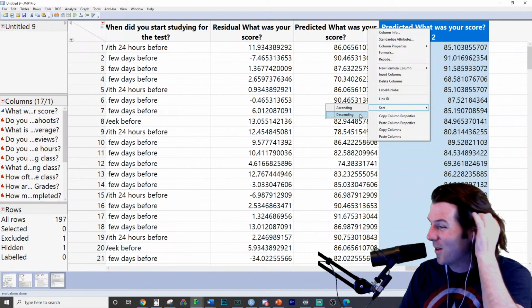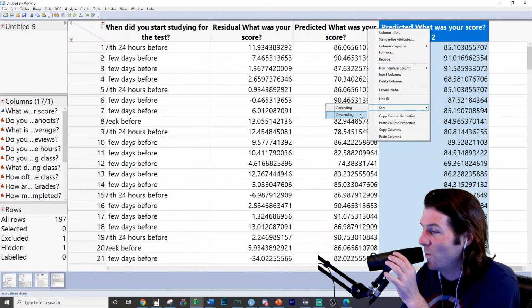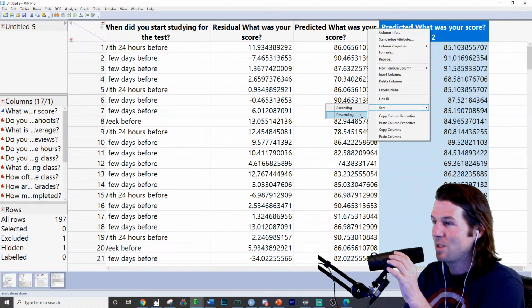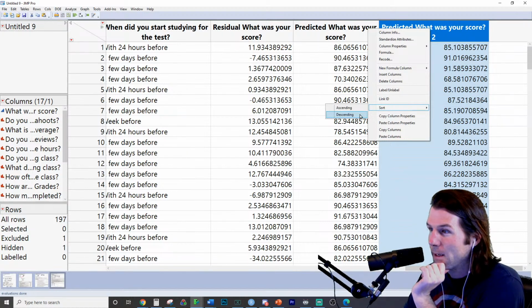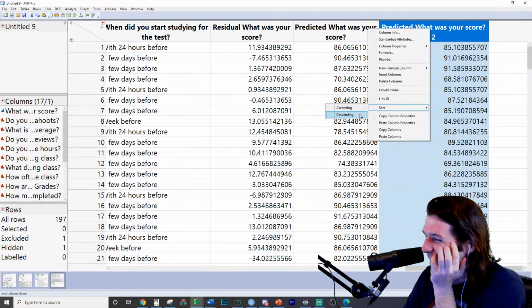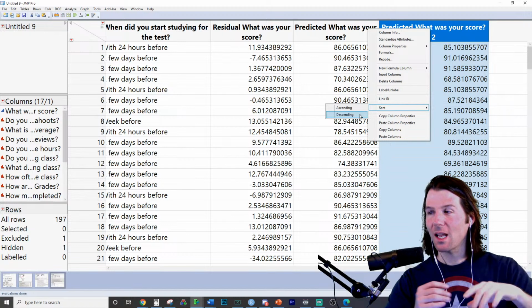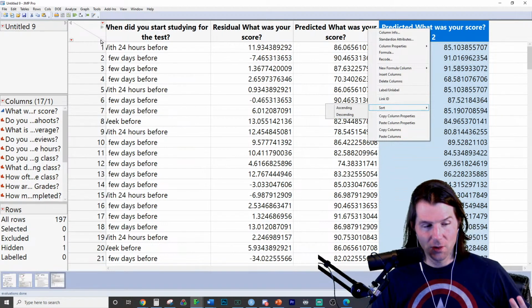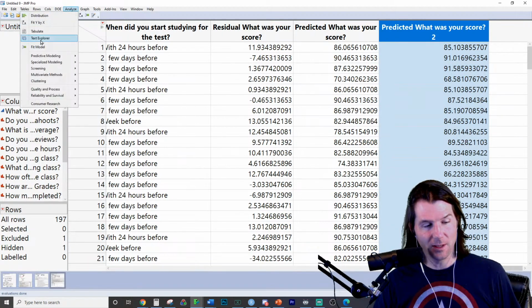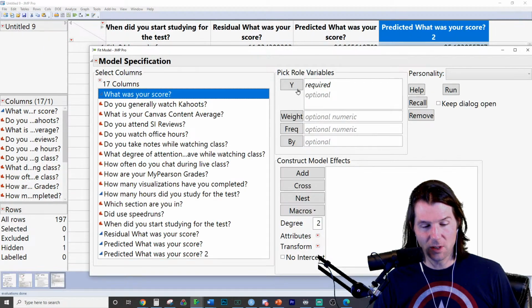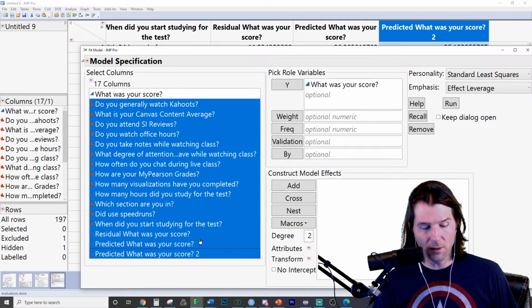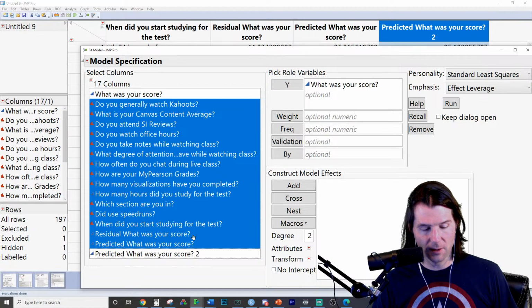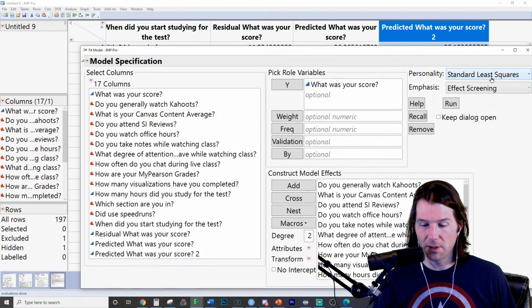Wait, so how does JMP know how to choose what will raise their predicted scores? So it does a stepwise model. I'm going to try to explain it without getting too complicated. Here's what JMP does: I give it all these variables. Let's do a simpler version. Does this make sense? I'm going to give it all these variables.